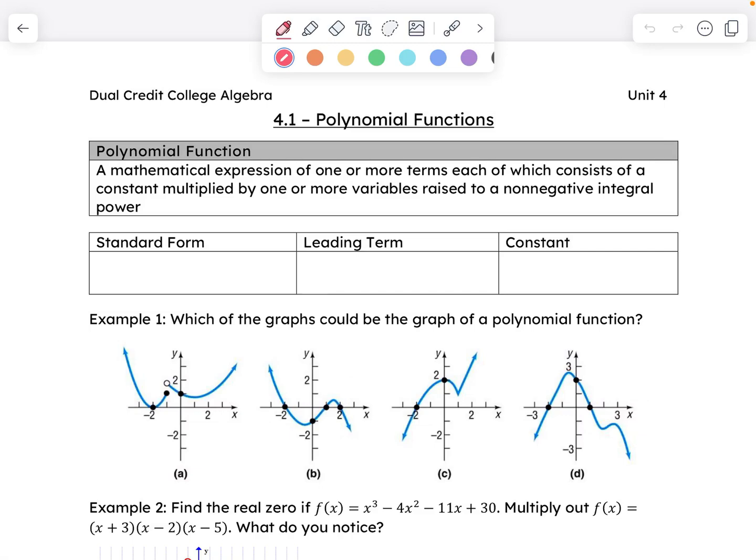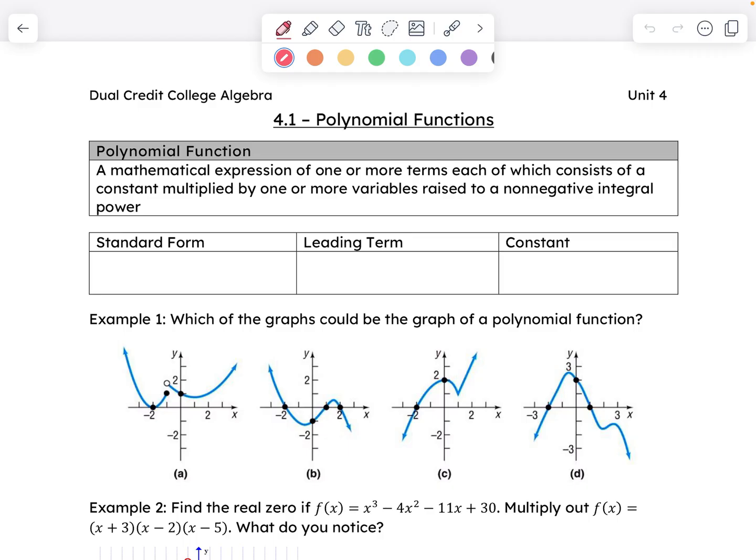Hey guys, today we're looking at polynomial functions, starting unit 4. So a polynomial function is a mathematical expression of one or more terms, each of which consists of a constant multiplied by one or more variables raised to a non-negative integral power.